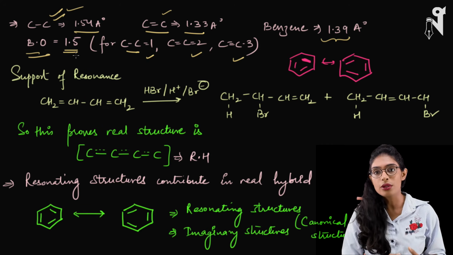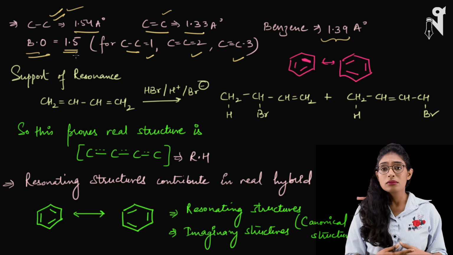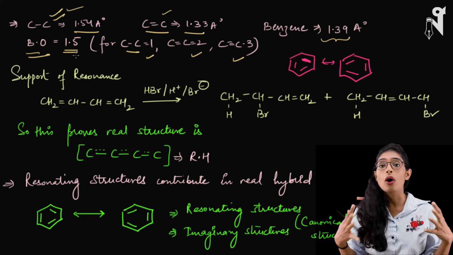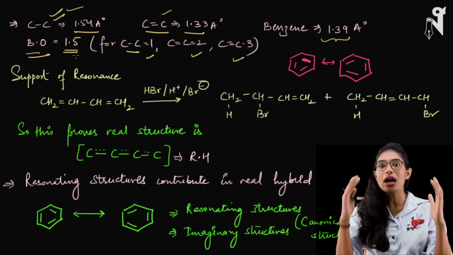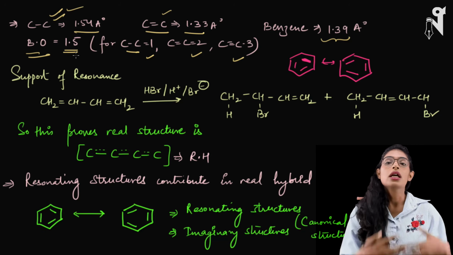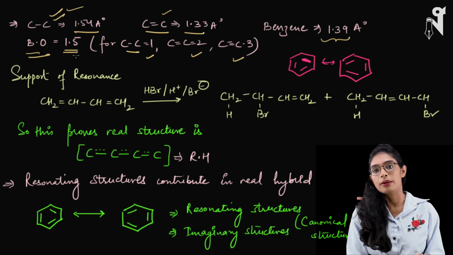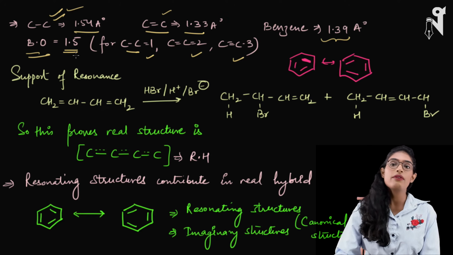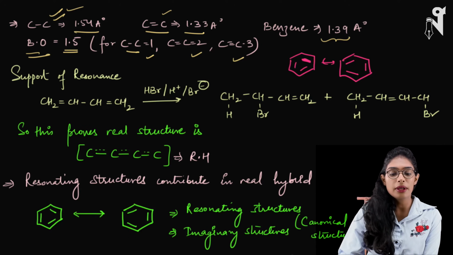But how will you explain it through hybridization? How will you show that your molecule possesses a bond which is in between single and double? So our theoretical knowledge is very restricted and limited to explain the behavior shown by benzene. Okay, one more evidence for resonance I can show you.